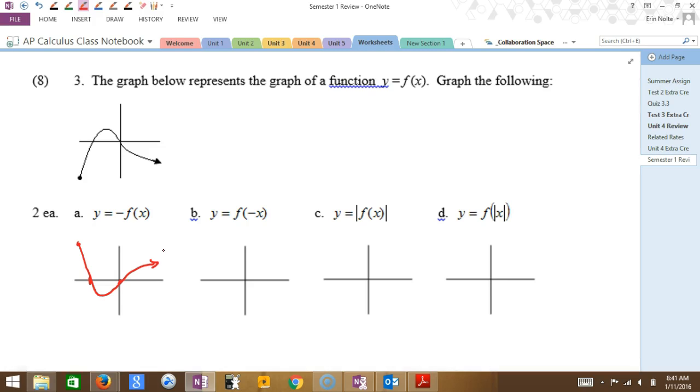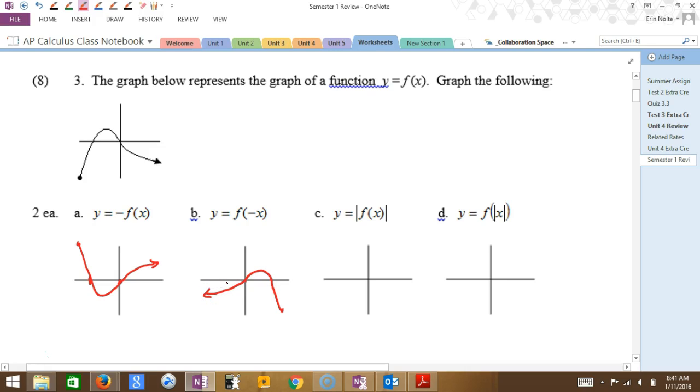Okay. How'd you do B? If you have an x on the inside, how does that change? It's a reflection over the y-axis. So for B, we're going to reflect over the y-axis. Basically those spots that I just drew as reference points go to the other side, like that.